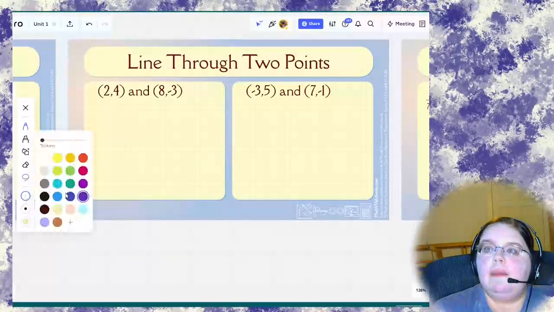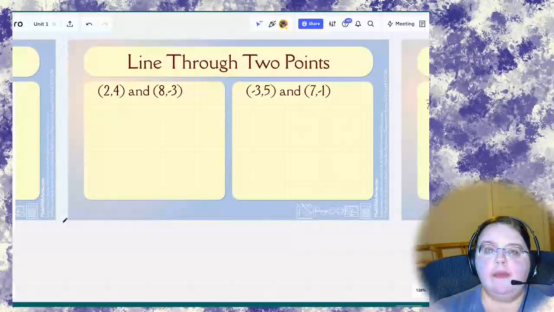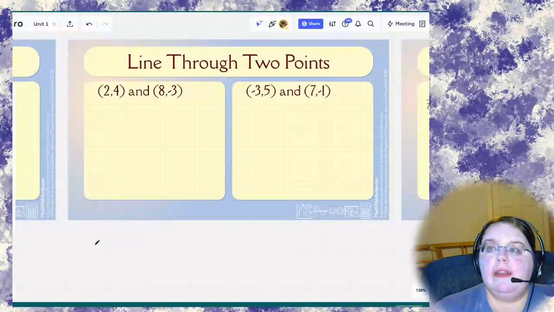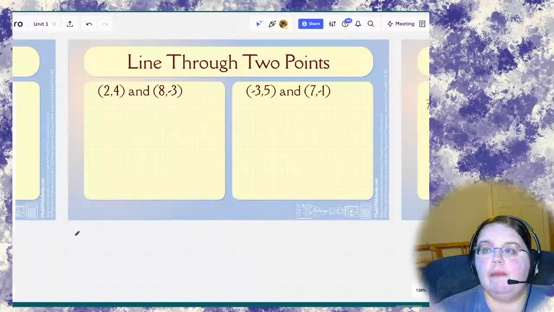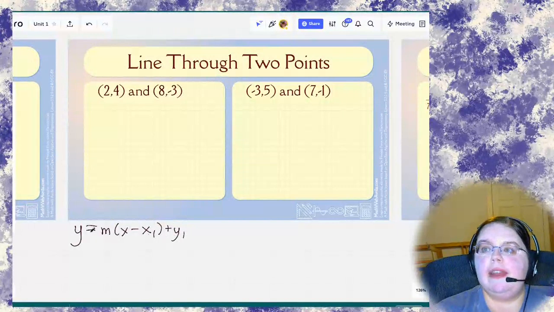Now there are a couple of different versions of this particular formula. The other one is maybe a little more common, but I'm particularly fond of the point-slope form of an equation: y equals m times (x minus x1) plus y1. Now you may have seen a form where the y1 is on the other side as a negative term.